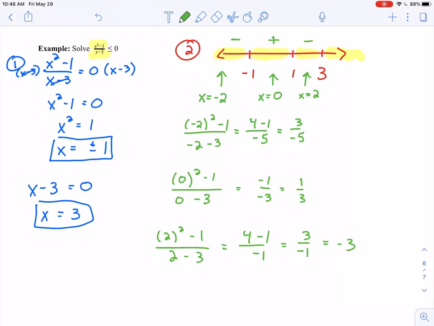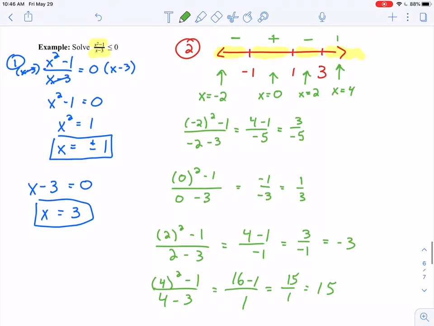And then I need a number over here to the right of 3. So how about x equals 4? Plug that into my function. 4 squared minus 1 all over 4 minus 3. 4 squared, I've got 16 minus 1 over 1. It's 15 over 1, which is just 15, so it must be positive on that interval.